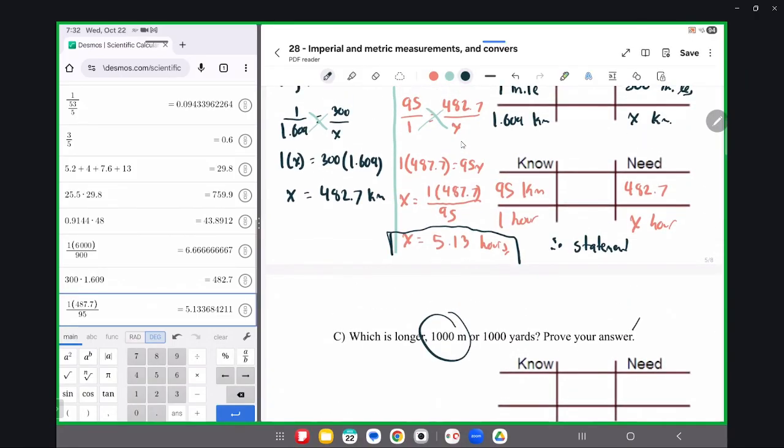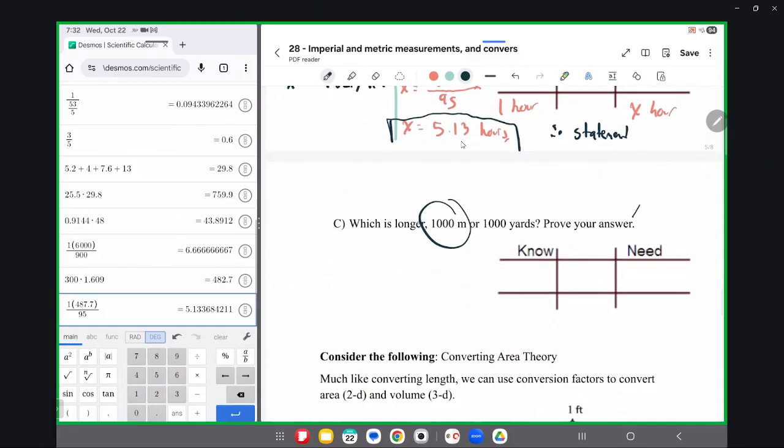Okay, fair enough. So this question would be worth 2 marks. 1 mark for stating which one is longer, a second for proving your answer. So how do you prove your answer? So we know the 1,000 meters is going to be larger. It's not always the case, but in this case, it's very clear because it's 1,000, but we could have been comparing 2 stranger numbers instead.